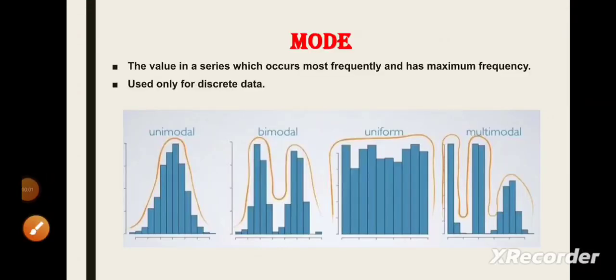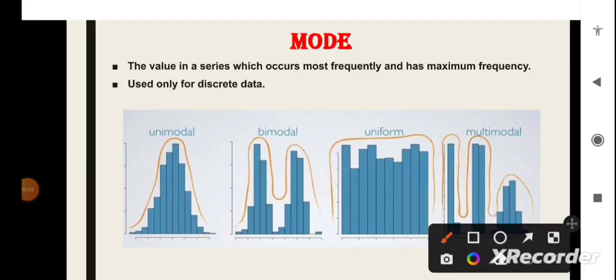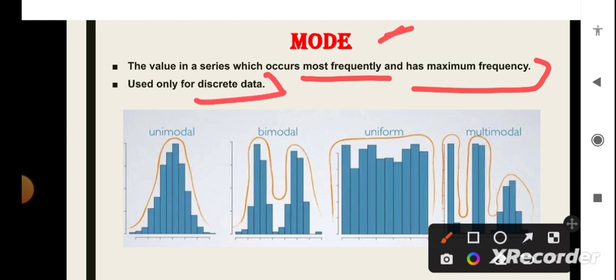Last is the mode, which is the value in a series that occurs most frequently and has maximum frequency. In other words, we can say the value which is most repeated is the mode. Mode is only used for discrete data because continuous data is precise and it cannot have two values which will be similar.